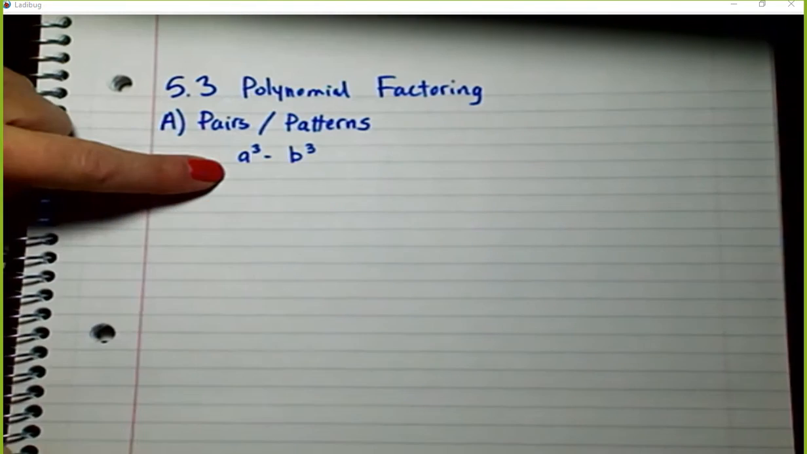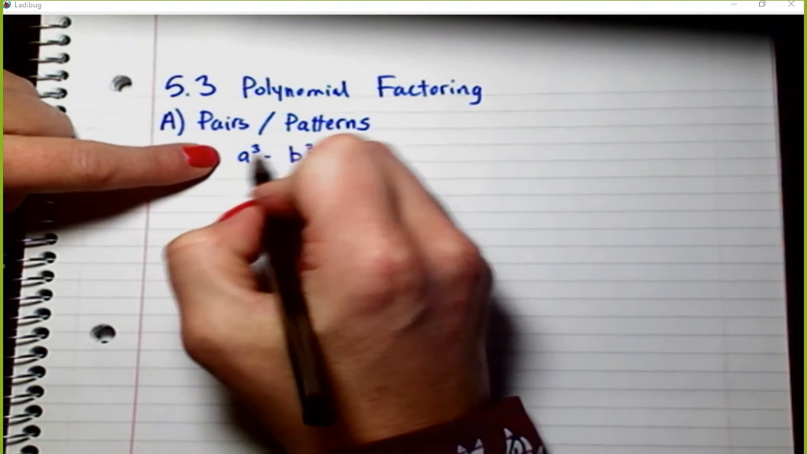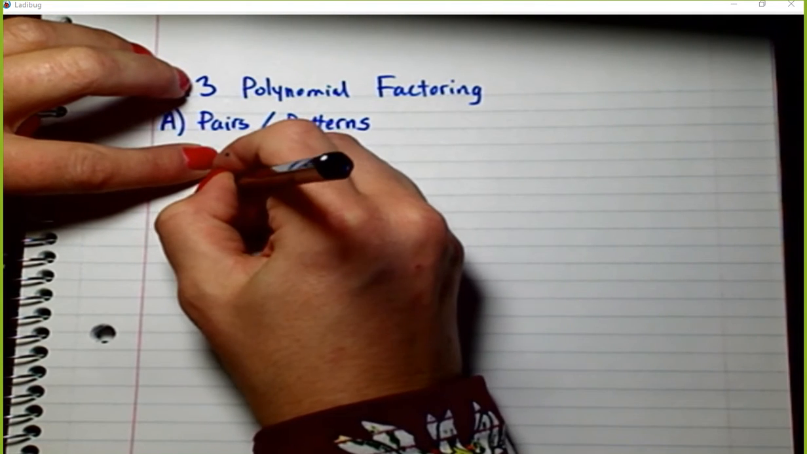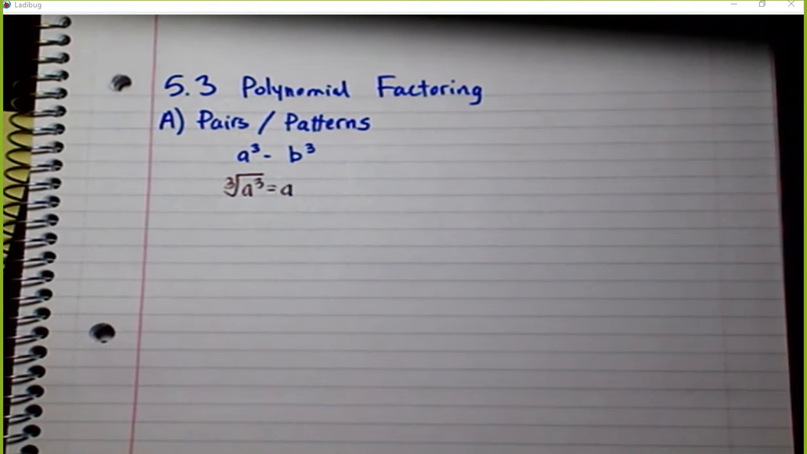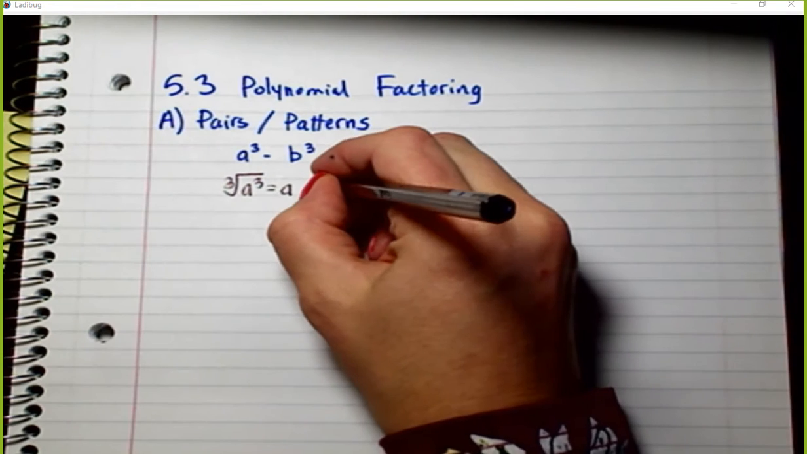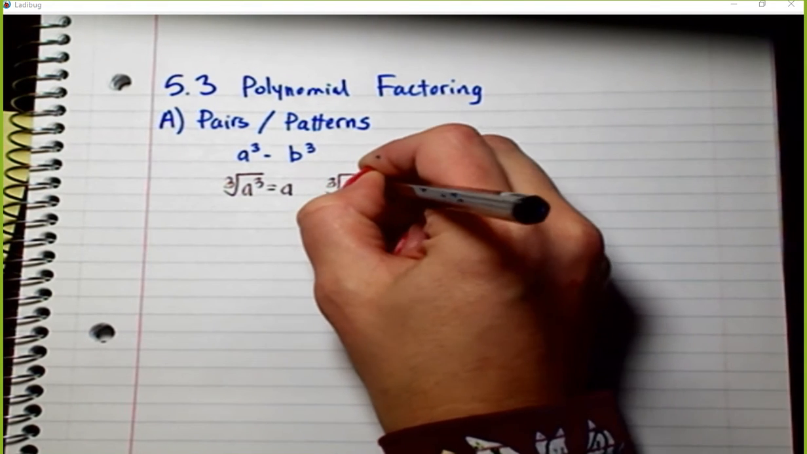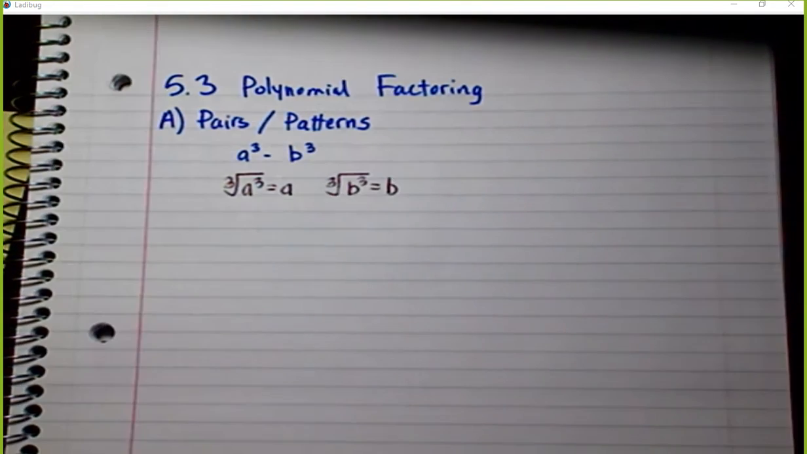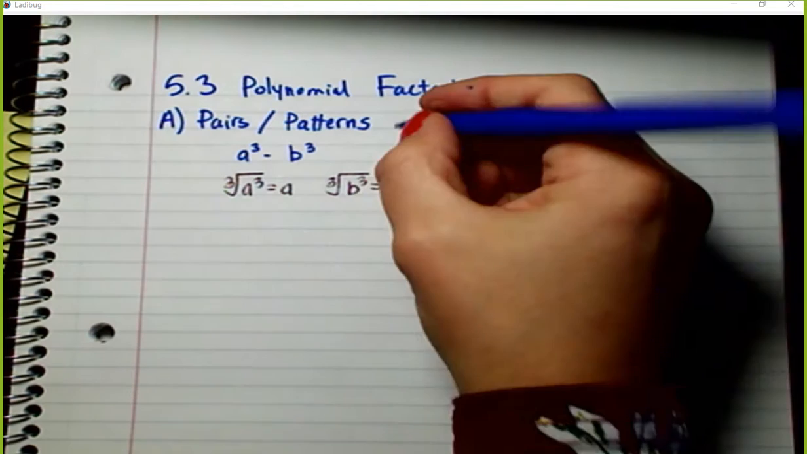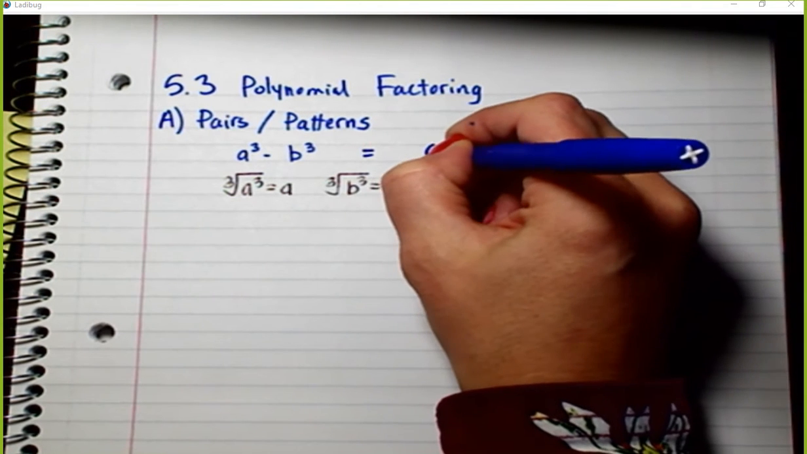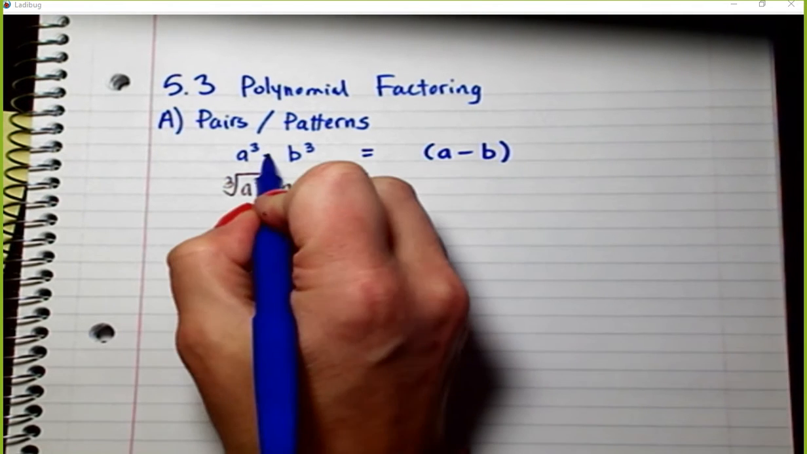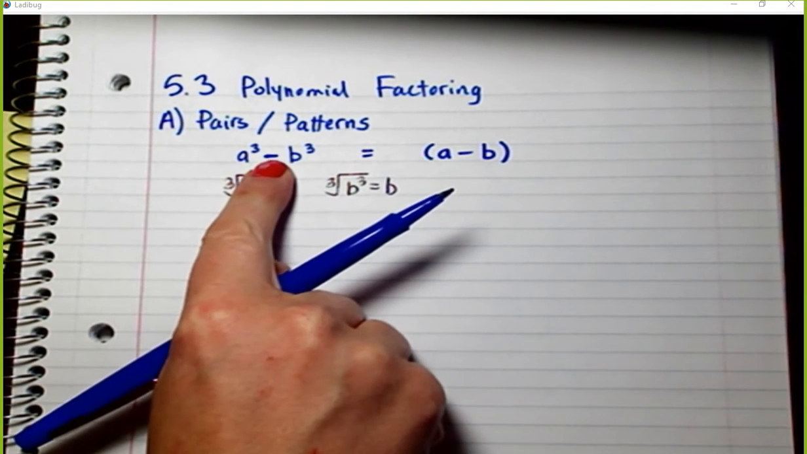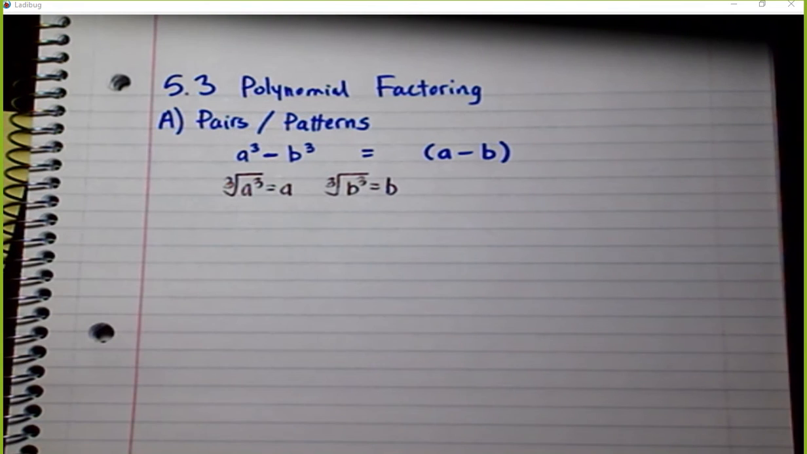So the first thing I need to be aware of is that these are perfect cubes, okay? So we're just going to think, what's the cube root? A, right? The cube root of something cubed is the base. And the cube root of something cubed is b. And a and b are going to be the starting points of this formula. So in order to factor this, the first factor is going to be a minus b. And I say minus because this is a subtraction, so the sign is going to stay the same.